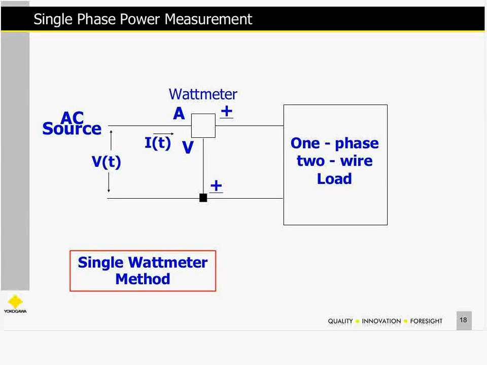Well, let's make a power measurement. We've got some type of a load. Here's a single phase, 2-wire. We've got a load with 2 wires coming out of it. It's a single wattmeter method. We're going to put the wattmeter in series from our source to our load.